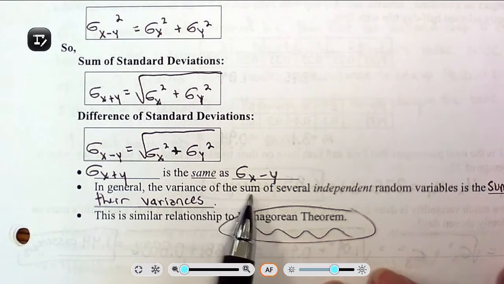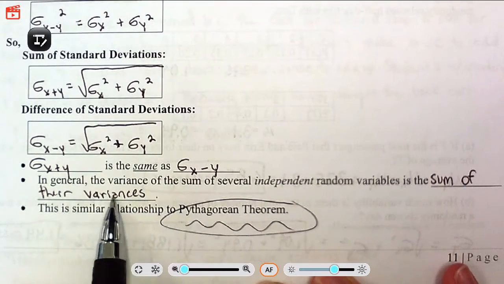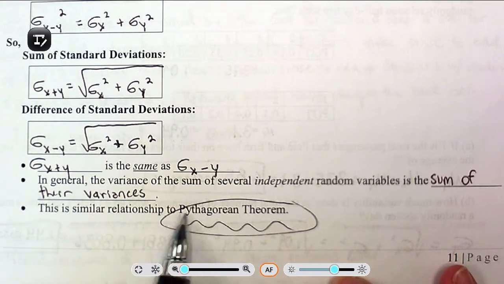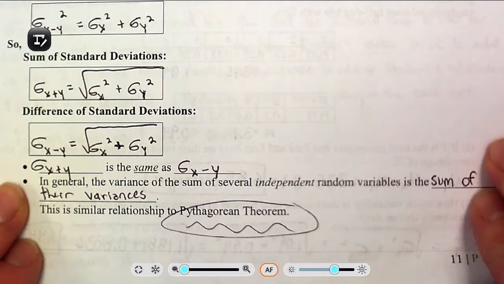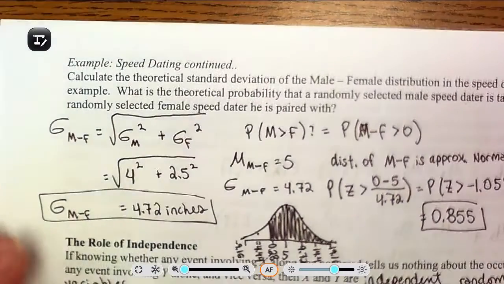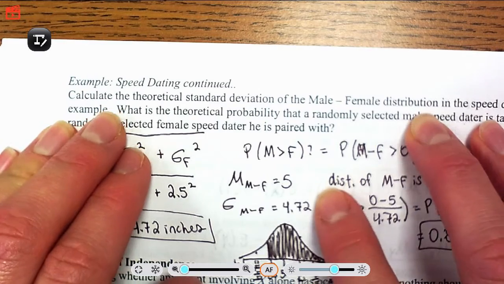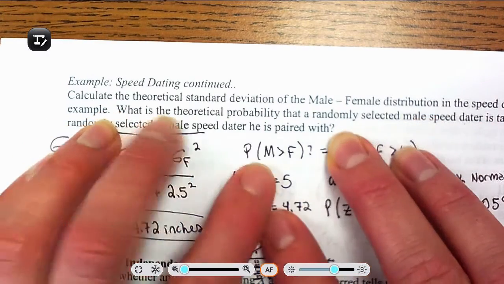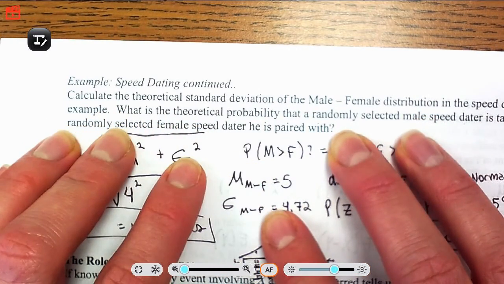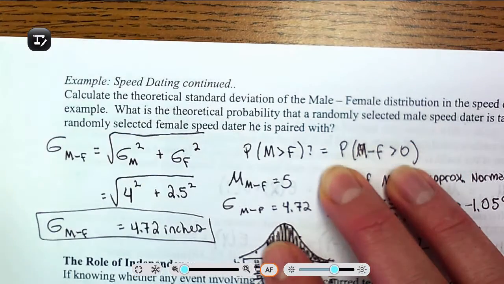In general, the variance of the sum of several independent random variables is the sum of their variances. This is similar to the relationship of the Pythagorean theorem, where a squared plus b squared equals c squared, kind of idea. Okay, calculate the theoretical standard deviation for the male minus female distribution in the speed dating example. What is the theoretical probability that a randomly selected male speed dater is taller than the randomly selected female speed dater he is paired with?